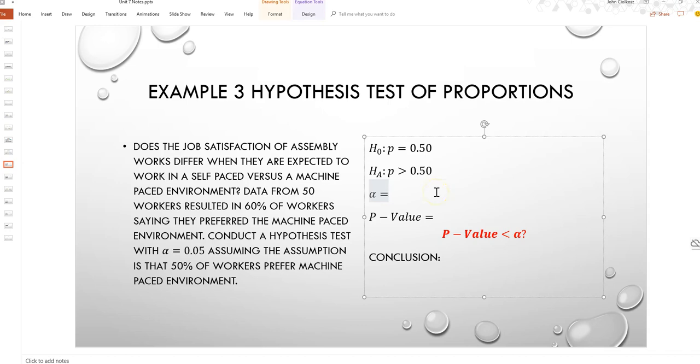Okay, now stating our alpha. So here we're told to use 0.05. Now I could give you that as a direct decimal, or I could give it as a percentage, and you would turn it back into a decimal. So this is kind of like the work shown. This is where we sketch things out.